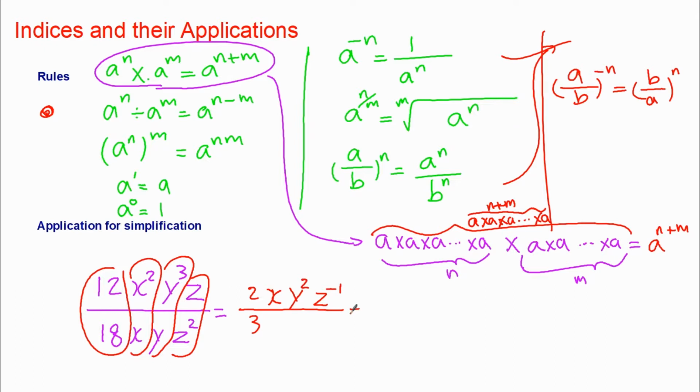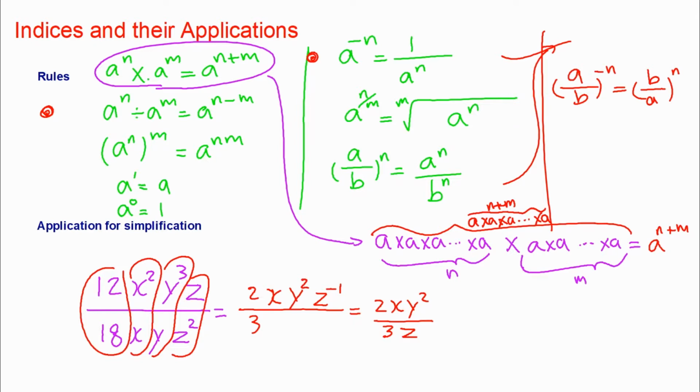Or we can also write this as 2xy² divided by 3z. We can write, instead of z to the power of minus 1, 1 over z. And that comes from this one in here. So z to the power of minus 1 would be equal to 1 over z to the power of 1, which is z to the power of 1 is z, so really z to the power of minus 1 equals 1 over z. So we can simplify that into that form.